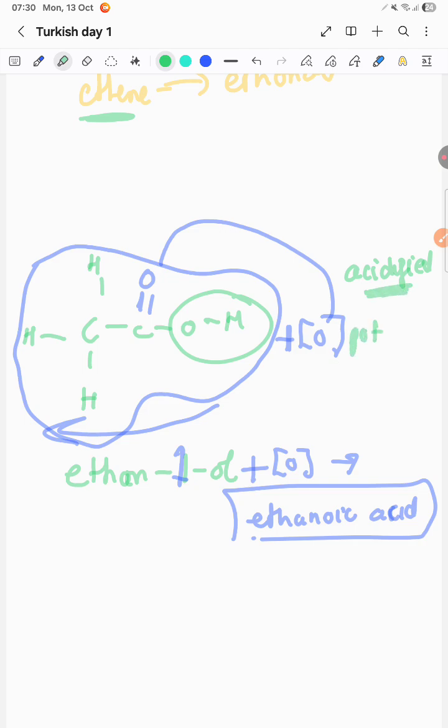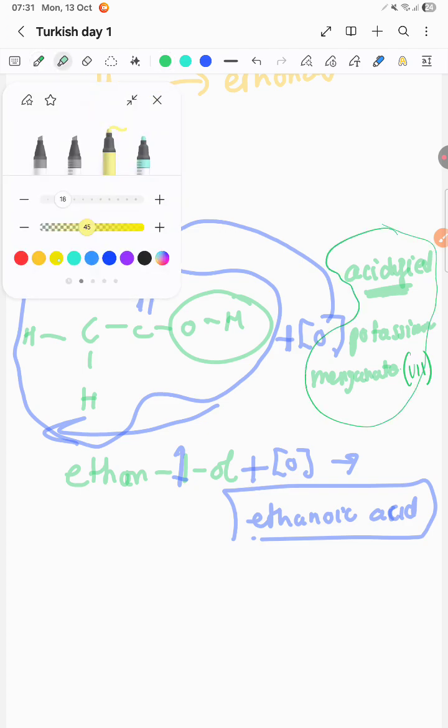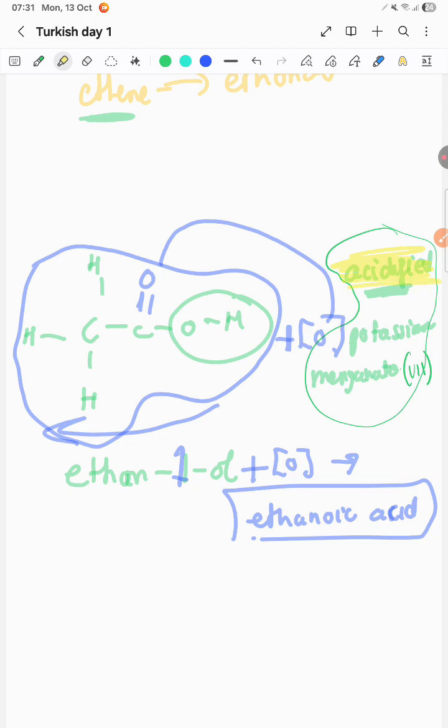Potassium manganate(VII), with Roman numerals 7. Do you get that? Potassium manganate(VII). Okay, that is the oxidizing agent. All right, do you think you can remember this? I'm going to summarize it for you now very quickly. The oxidizing agent is acidified potassium manganate(VII).